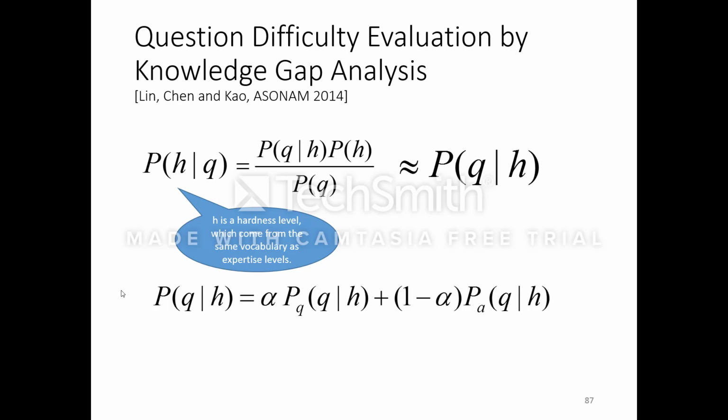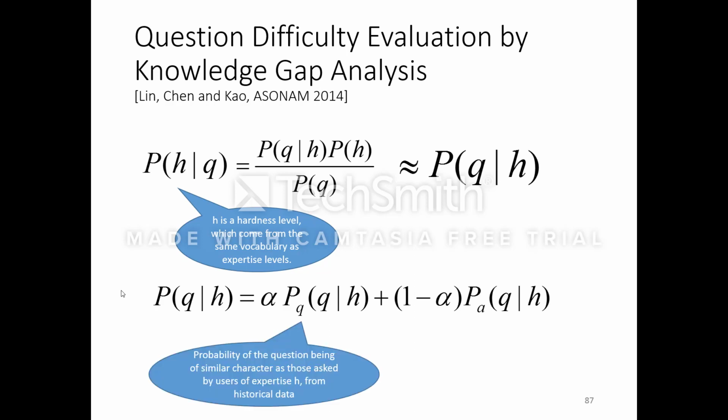Okay, so what they do is the probability of question given hardness. They use an interpolation here, which is alpha times the probability of the question being of similar character as those asked by askers of expertise H, questioners of expertise H, right? So you take the historical data from the corpus, look at all those questions that were asked by people with an expertise level of H, build maybe a language model over them, and find the probability of the question using that language model.